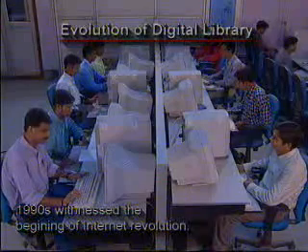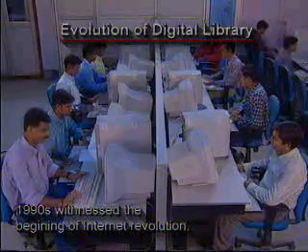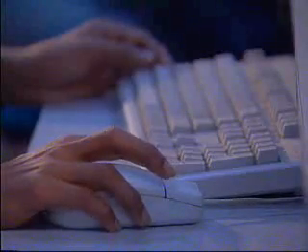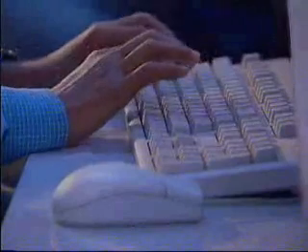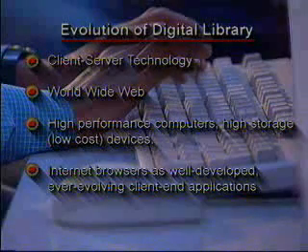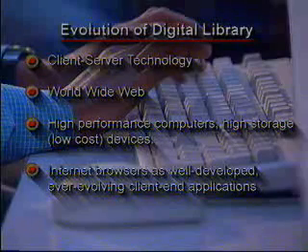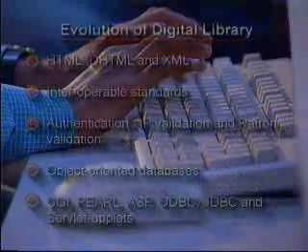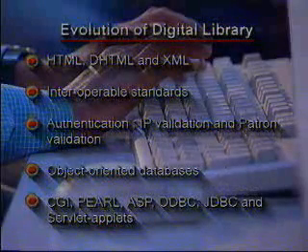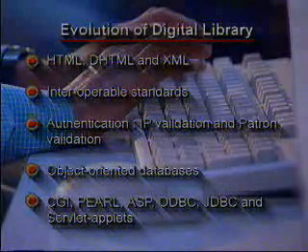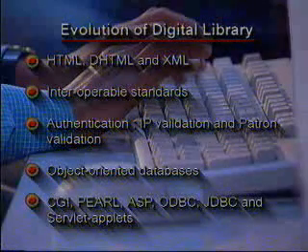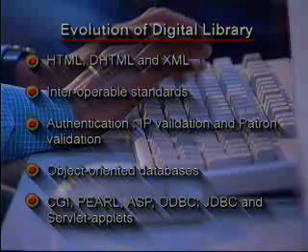The 1990s saw the beginning of the Internet revolution. Some of the enabling technologies responsible for bringing forth digital libraries were client-server technology, World Wide Web, high-performance computers, high-storage devices, Internet browsers, well-developed, ever-evolving client-end applications, HTML, DHTML, and XML, interoperable standards, authentication, object-oriented databases, and servlet applets.